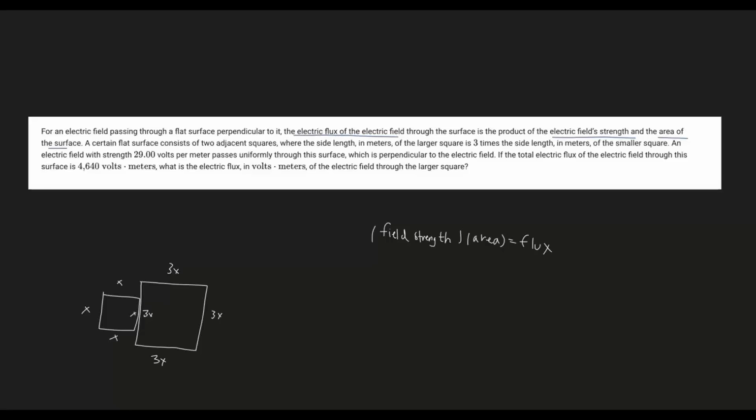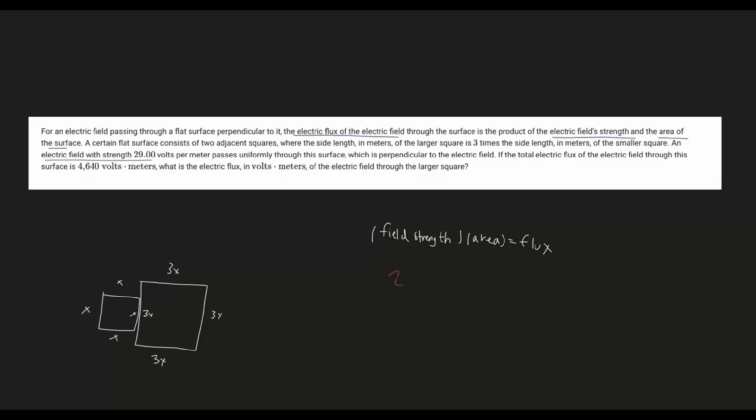So it says an electric field with a strength of 29 volts per meter passes uniformly through the surface, which is perpendicular to the electric field. If the total electric flux of the electric field through the surface is 4,640 volts times meters, what is the electric flux in volts times meters of the electric field through just the larger square? Right, so that's a lot of information there, but essentially it boils down to electric field times area equals the flux, all right? And you can see that they've given us the electric field strength, which they say is 29 volts per meter.